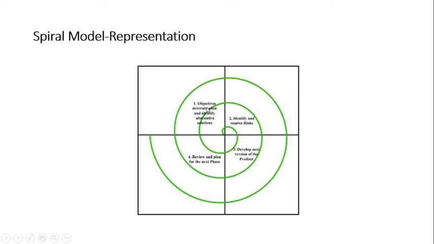Now the first quadrant is where you have to identify the objective and identify the alternative solutions, almost the work related to your planning, right? We roughly plan here, identify the objective, scope and everything. In the feasibility study you identify the alternative solutions, if you remember. So the entire requirement related task or the planning task is carried out in the first quadrant.